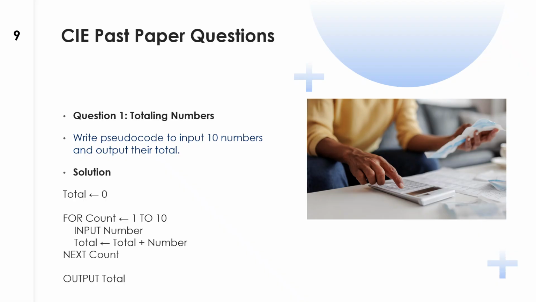Since you have to take 10 numbers, the count value is taken from 1 to 10, and every time a number is input by the user, that number is added to the total to generate the total of the 10 numbers. Once the entire total is calculated, that means all 10 numbers are taken and added to the total, then you come out of the for loop, and that is when you output the total.